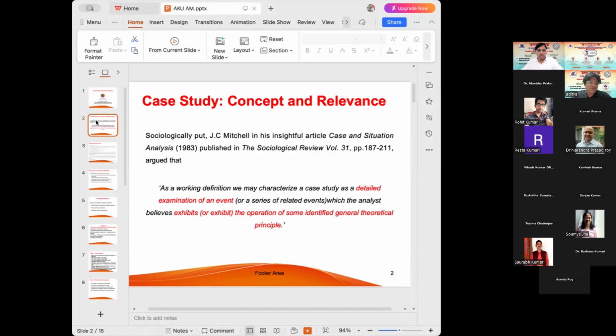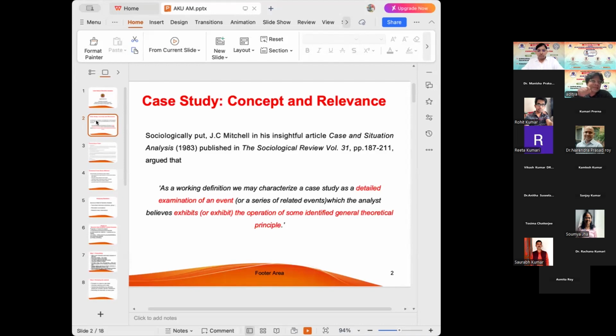If you go with J.C. Mitchell's idea of case study, which he published in his very famous paper in the Sociological Review, he says that a case study is, after all, a detailed examination of an event or a series of related events which the analyst believes exhibit the operation of some identified general theoretical principle. Now there are three parts here.